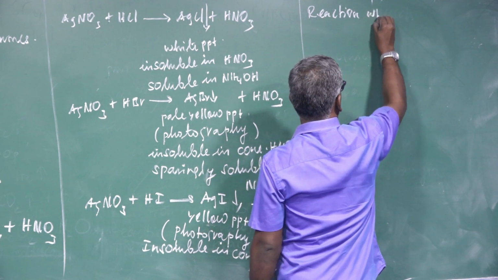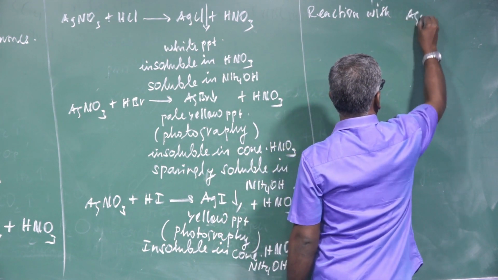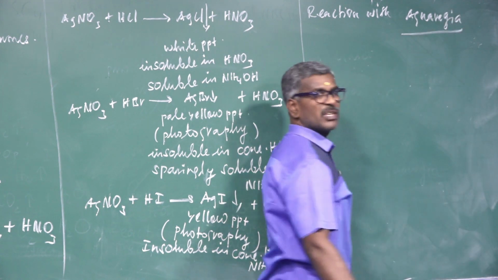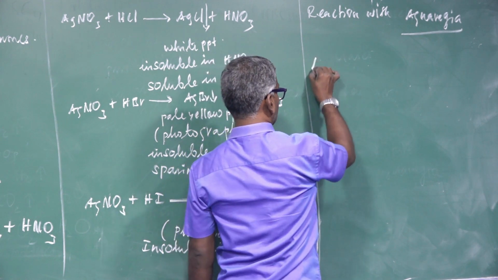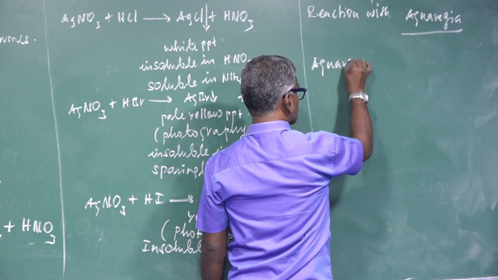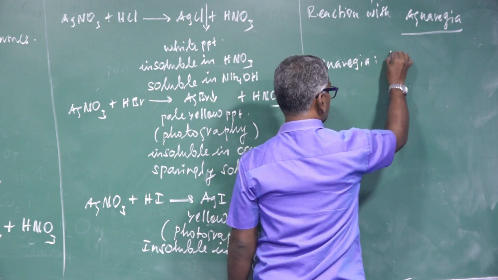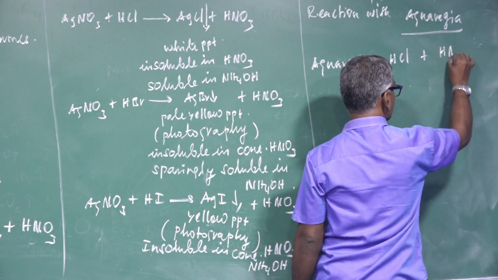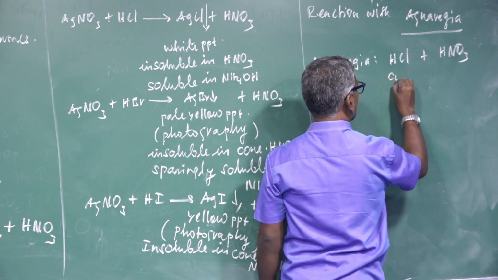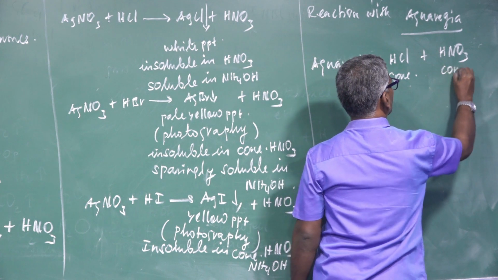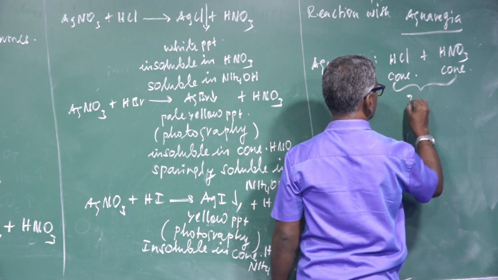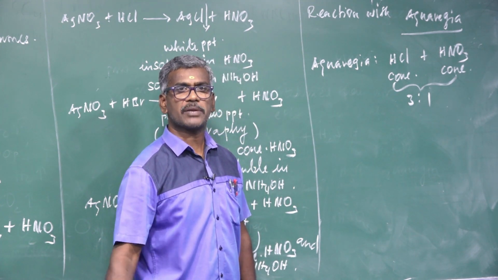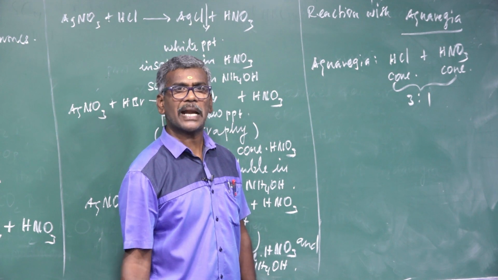reaction with aqua regia. Aqua regia is nothing but a mixture of concentrated hydrochloric acid and concentrated nitric acid. Both are concentrated. The ratio is 3:1. This reacts with gold and platinum to form gold chloride or platinum chloride.